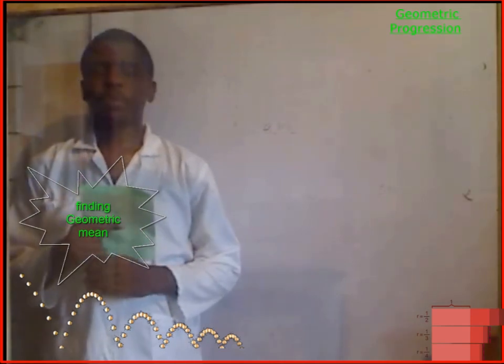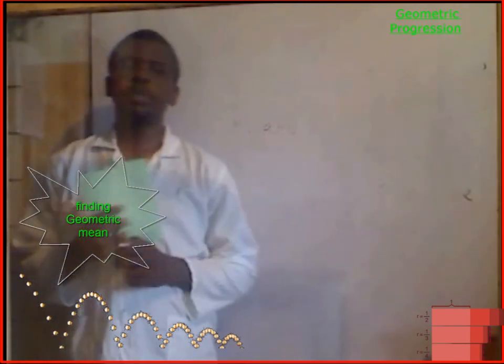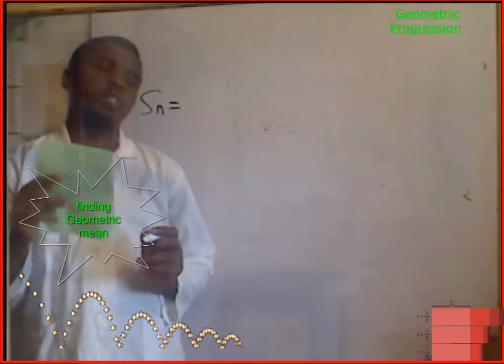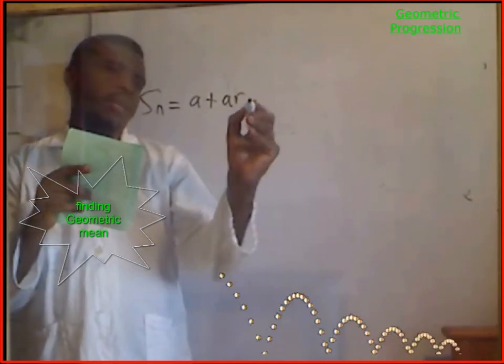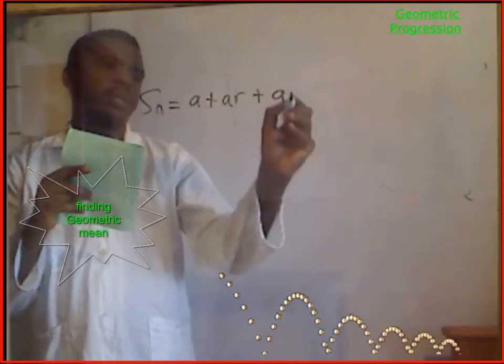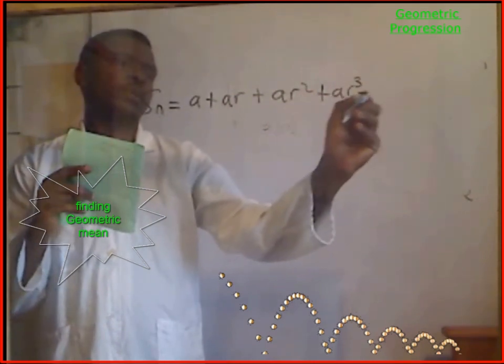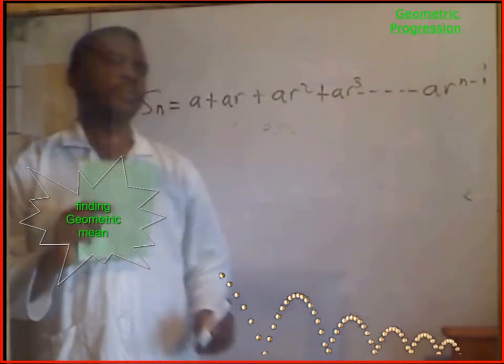Sum of a geometric progression. Consider the sum Sn of the first n terms of a GP. So we say here, the first n terms of the geometric progression will be a plus a times r plus ar squared plus ar cubed, right up to ar^(n-1).